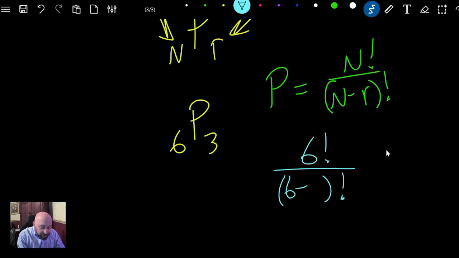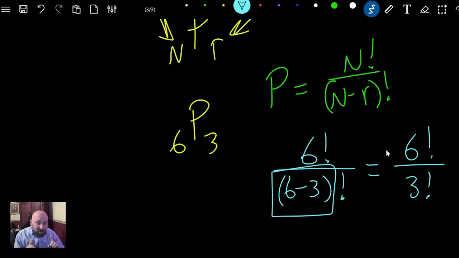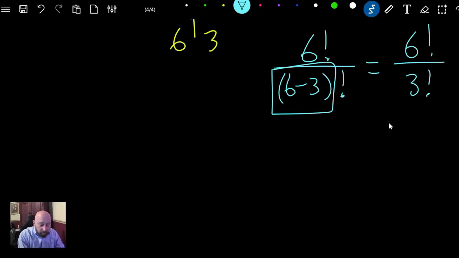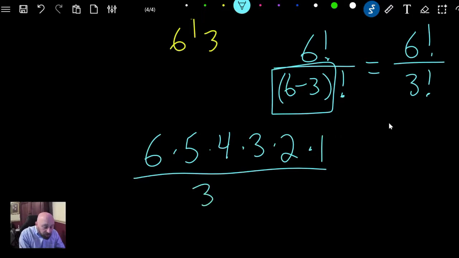So you'd have 6 minus 3, and so that's going to equal 6 factorial over 6 minus 3, which is 3 factorial. So the reason why these parentheses are here is because you have to do that first. Don't put 6 minus 3 factorial. You have to put it in parentheses right there. Very important. All right, so here's what we're left with. We're left with 6 times 5 times 4 times 3 times 2 times 1 over 3 times 2 times 1.